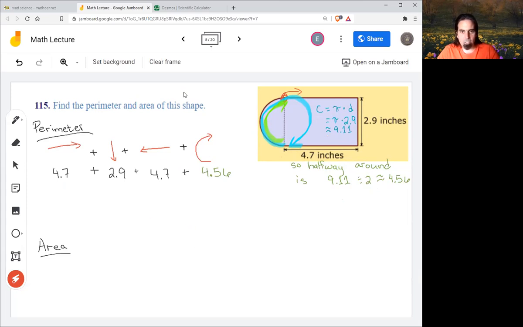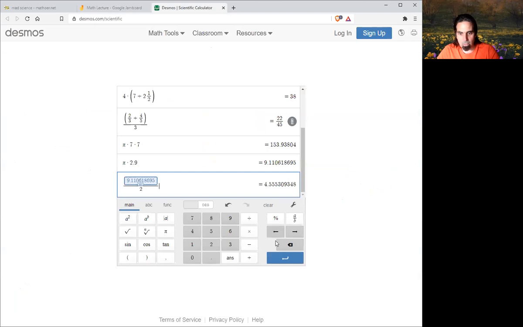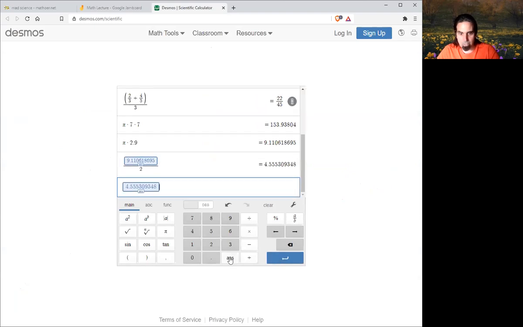Okay, we're almost done. Now we just add this all up. So I'm going to take my previous answer and add 4.7 and 4.7 and the 2.9. When I'm adding things up, does it matter what order I add things? No, not if that's all I'm doing. So about 16.86.